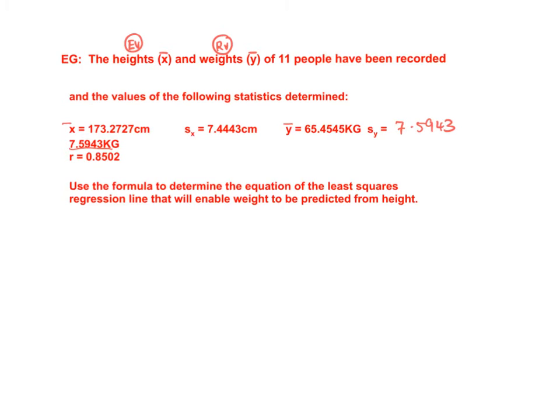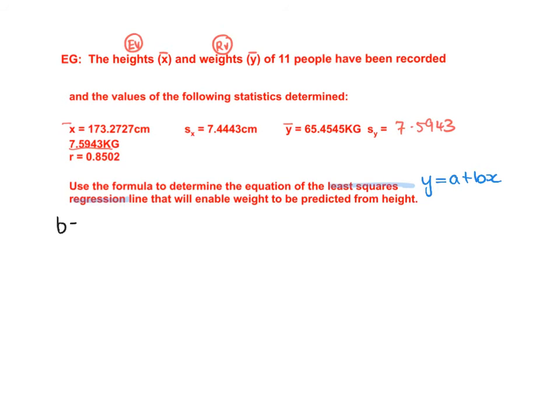It says use these formulas to find the least squares regression line. So when they ask you to find the least squares regression line, what you're finding is y equals a plus bx. So you're going to find a and b, and then you're also going to write it in terms of the variables. So use the actual name. So let's go use those formulas.